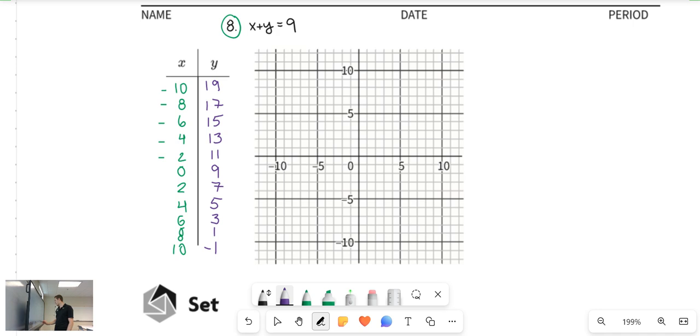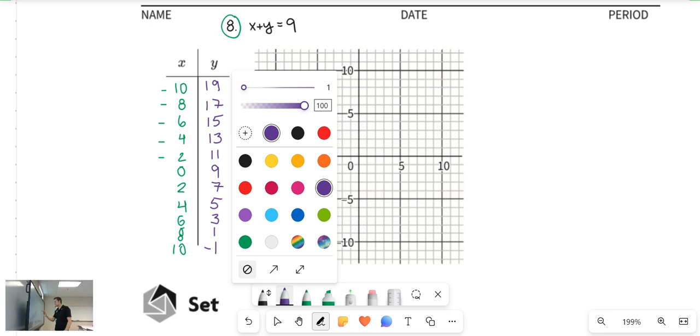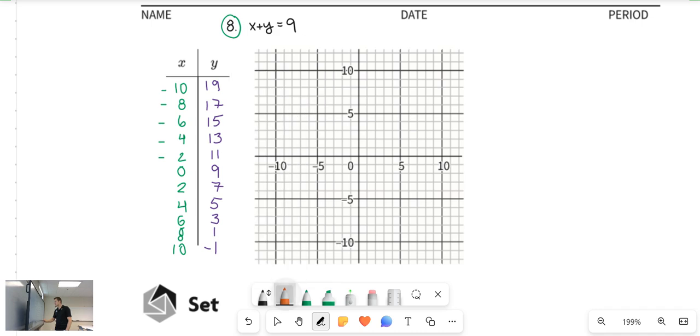And now let's graph a little bit. So we've got our axes already drawn. We'll switch colors just because we have just done the x's in green and the y's in purple. So now I want to do the actual points in orange. So let's find our intercept first. One of them is 0, 9. So if we go 0 and then up to 9, that's one of our intercepts.